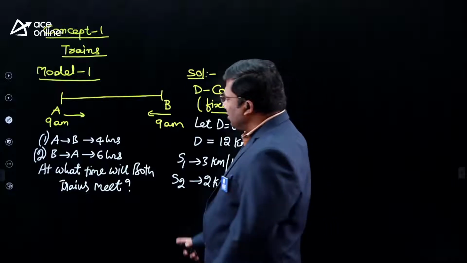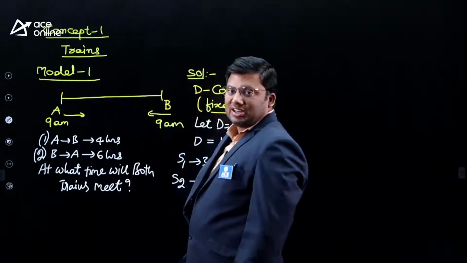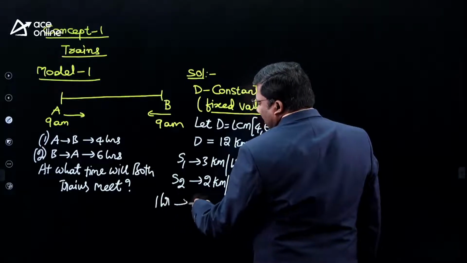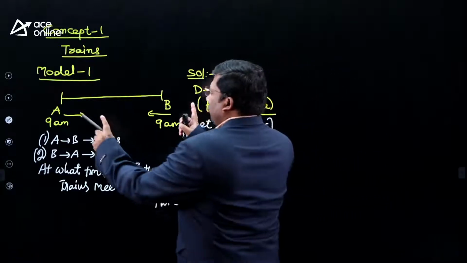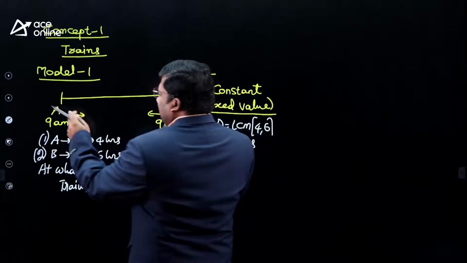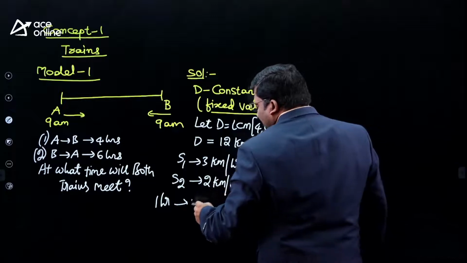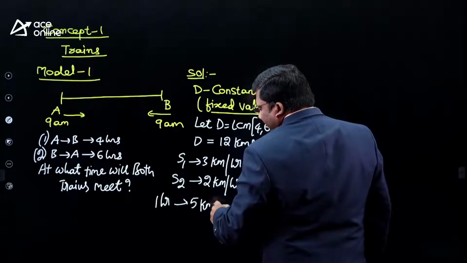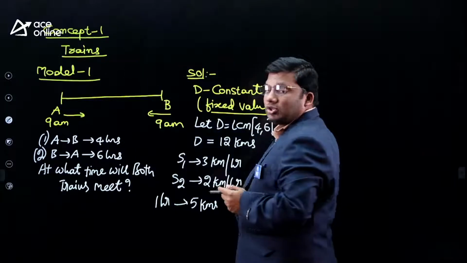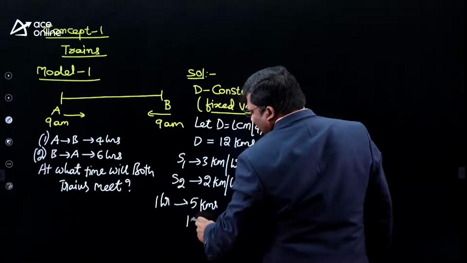Now see, these 2 trains are moving in the opposite direction. After 1 hour, let us see what will happen. This will travel 3 kilometers, this will travel 2 kilometers. So in total how much will they travel? 5 kilometers. But actually what is the distance between both of them?